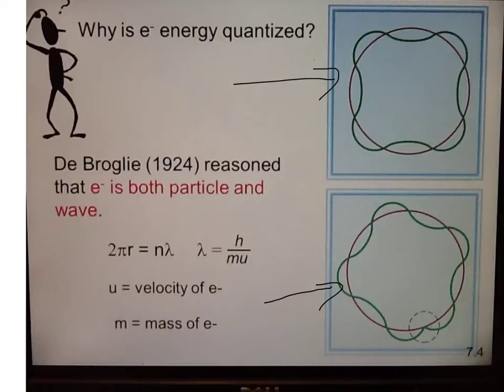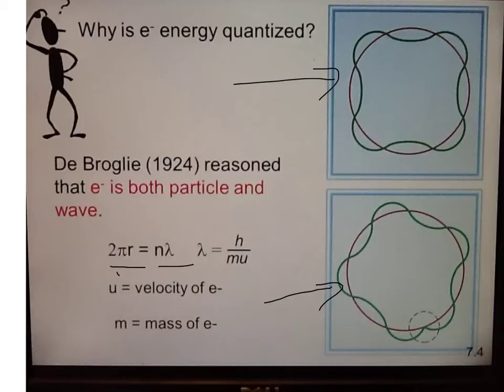And so the relationship between the circumference of the circle allowed, which is 2 pi r right there, and the wavelength lambda is given by this equation. The relationship between the circumference of an allowed orbit, which is 2 pi r, and the wavelength lambda of the electron is given by this equation, in which r is the radius of the orbit, lambda is the wavelength of the electron, and n has the values of 1, 2, 3, etc. So n is a positive integer.